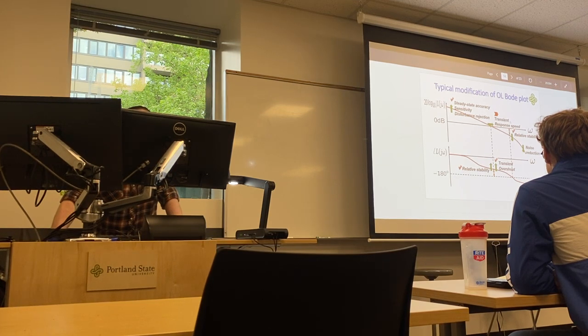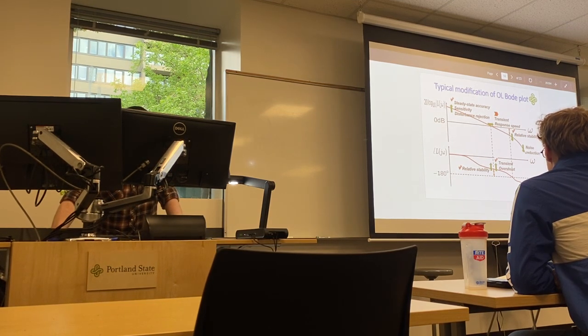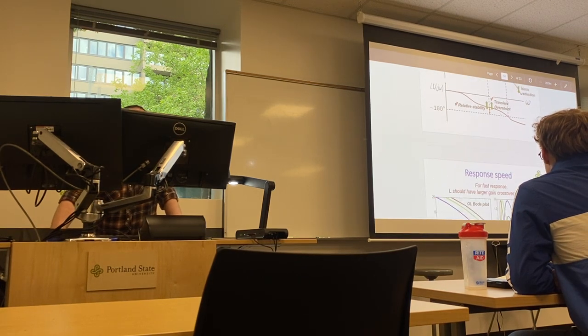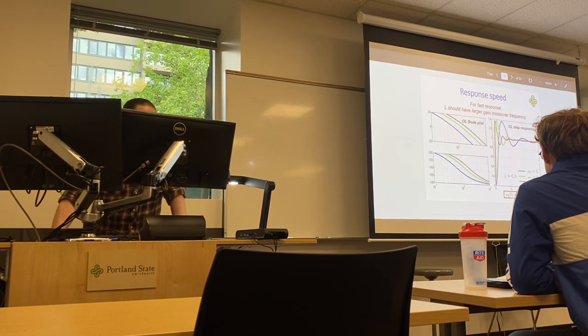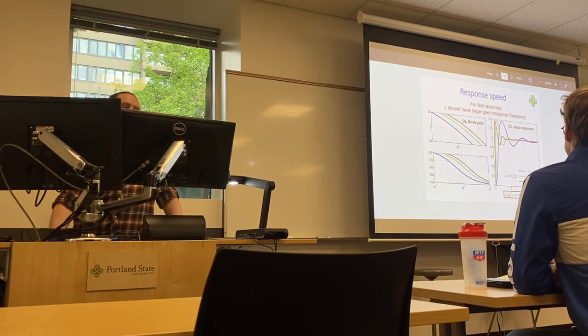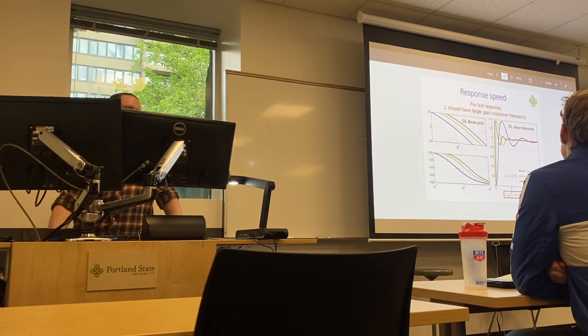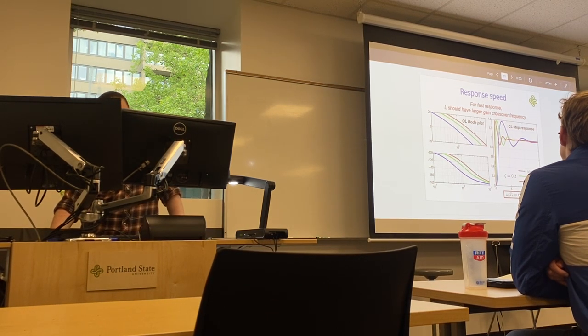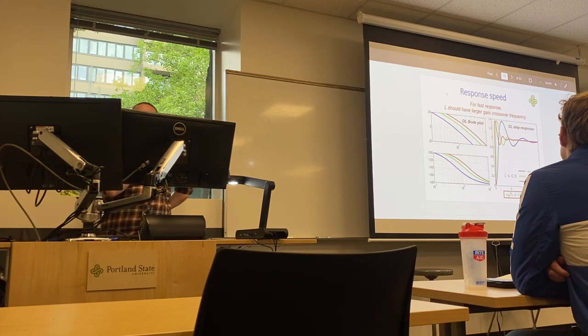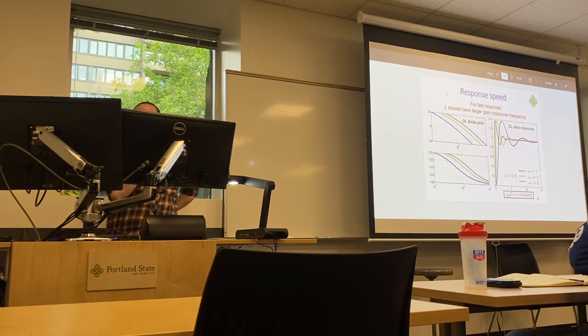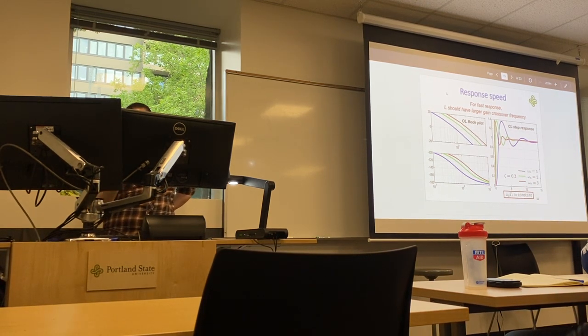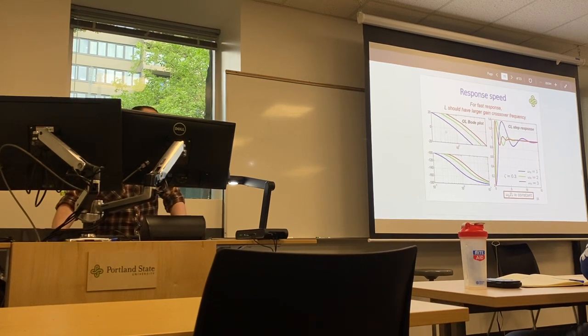So now we're moving on to our transient response speed. We're looking at right around where our crossover frequency is. For a fast response, the magnitude gain would want to be at a higher crossover frequency. We want a larger gain crossover frequency to give us the faster response. I guess this kind of illustrates it a little bit.